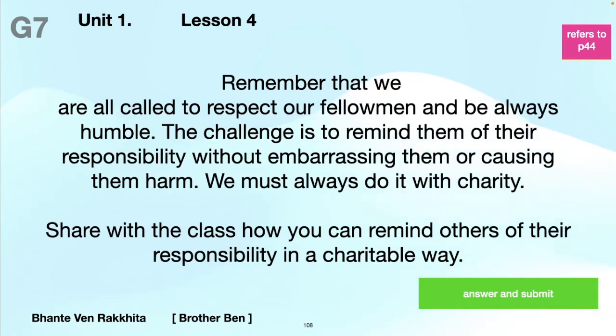Remember that we are all called to respect our fellow men and be always humble. Fellow men is also women as well. The challenge is to remind them of their responsibility without embarrassing them or causing them harm. We must always do it with charity, that's a kind heart. Share with the class how you can remind others of their responsibility in a charitable way.